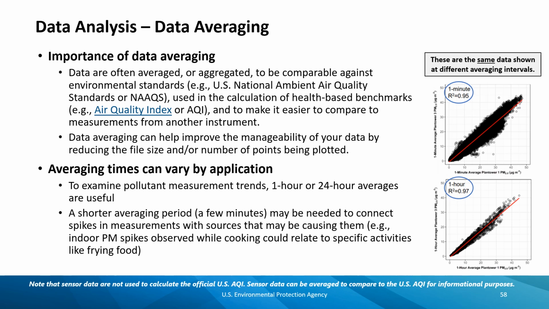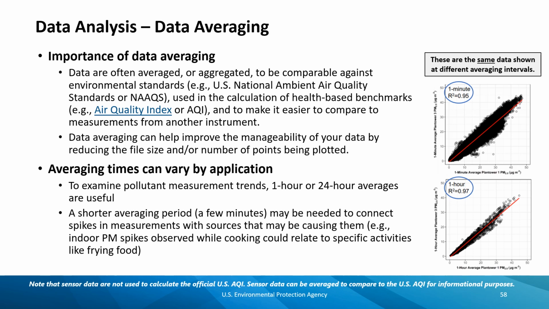Sensor data is often collected at high time resolution or at a frequency of every 5 minutes, 1 minute, or faster. Averaging data up to 1 hour, 8-hour, or 24-hour averages can help improve the quality, usefulness, and manageability of your data. Data are often averaged to facilitate comparison to measurements from another instrument or environmental standard. Comparison to a health-based benchmark, like the U.S. Air Quality Index, will require data averaging in comparison to a nowcast AQI and would require additional calculation using the nowcast formula.